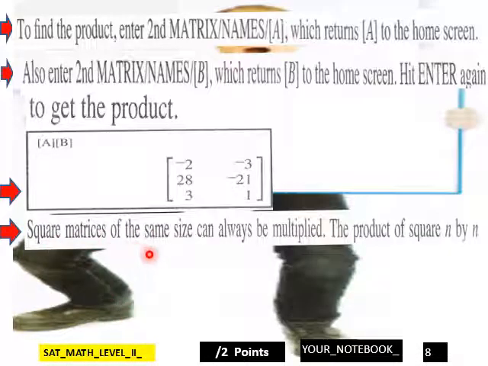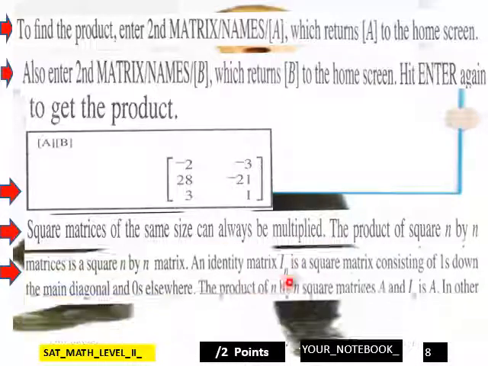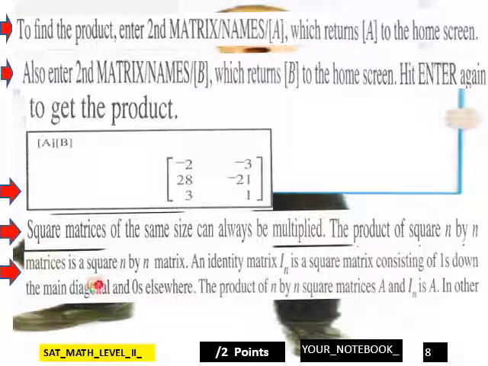Square matrices of the same size can always be multiplied. The product of square n by n matrices is a square n by n matrix. An identity matrix, I_n, is a square matrix consisting of 1s down the main diagonal and 0s elsewhere. The product of an n by n square matrix A and an identity matrix is A. It always returns back to A.